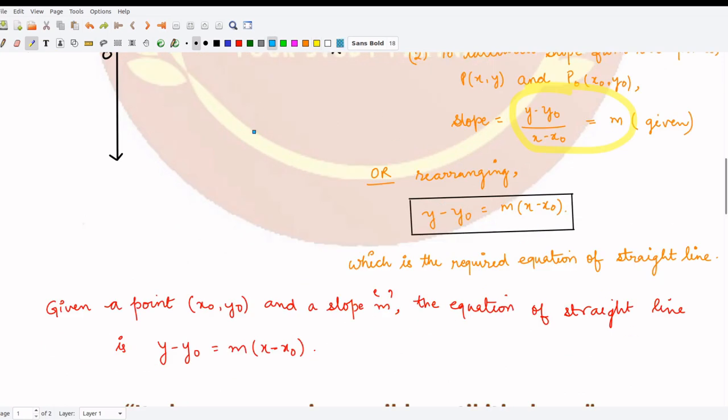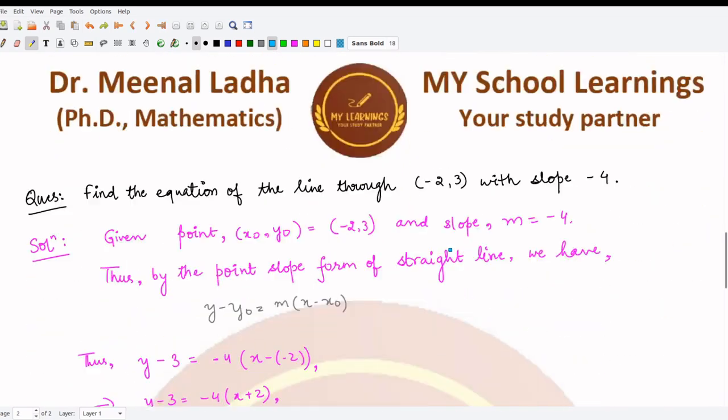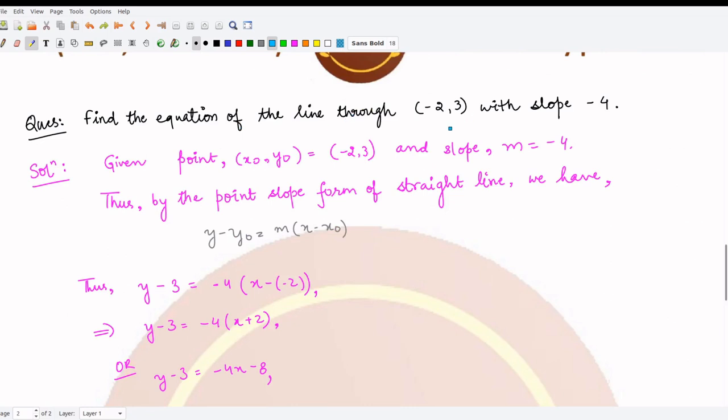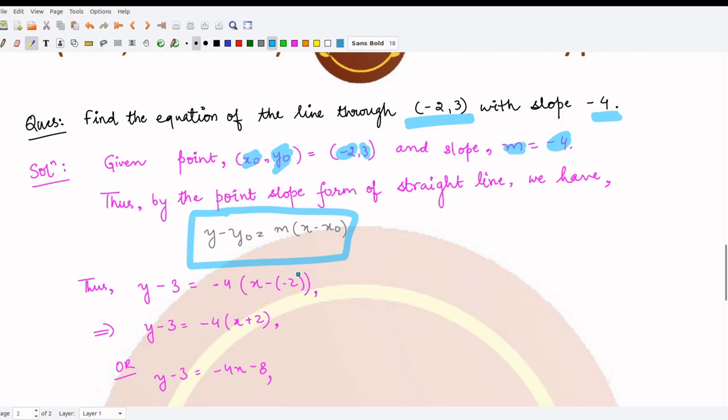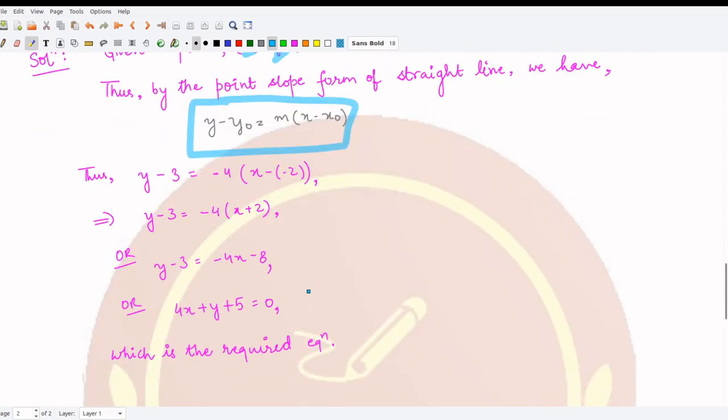Now to get a better picture of what we have studied, let's look at this example. We are to find the equation of the line through the point minus 2 comma 3 and with slope minus 4. So these three things are given to us. That means the value of x0 is minus 2, the value of y0 is 3, and the value of m is minus 4. You can put all the values into this equation and then solve, and you get your required equation. I hope this method is clear to you.